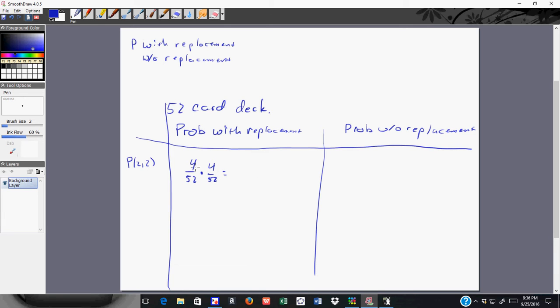Now, I know that this is really 1 out of 13 times 1 out of 13, which works out well for me because I know that 13 squared is 169.